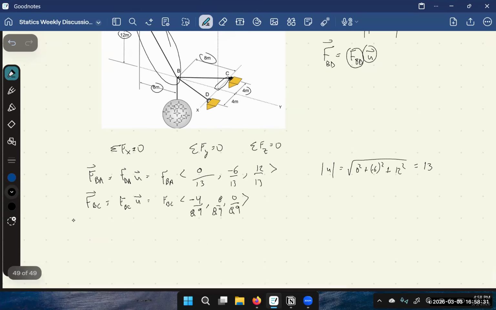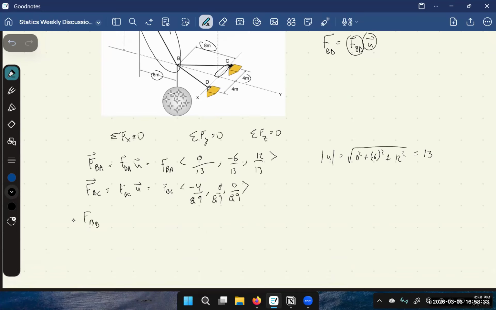And then lastly, FBD. Go through that whole process. You end up with FBD: 0.447, 0.894, and 0. Simplifying the other ones, negative 0.447, 0.894, and 0.